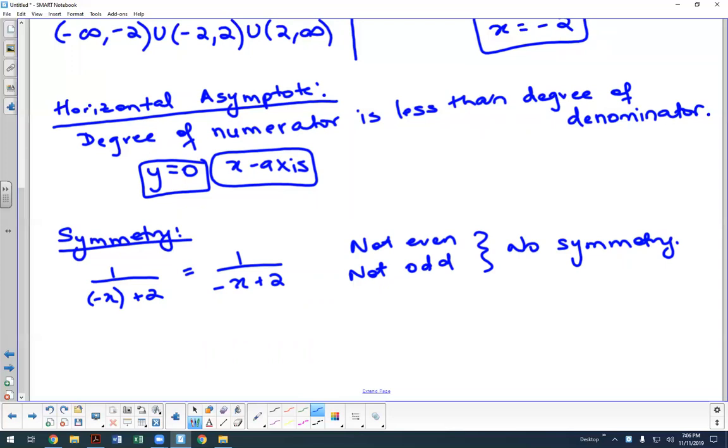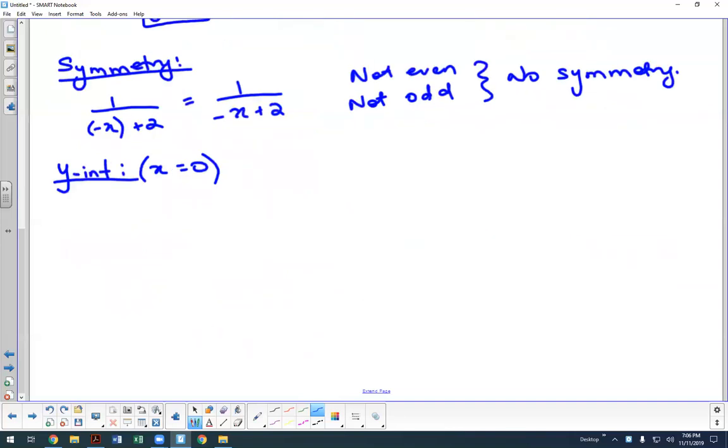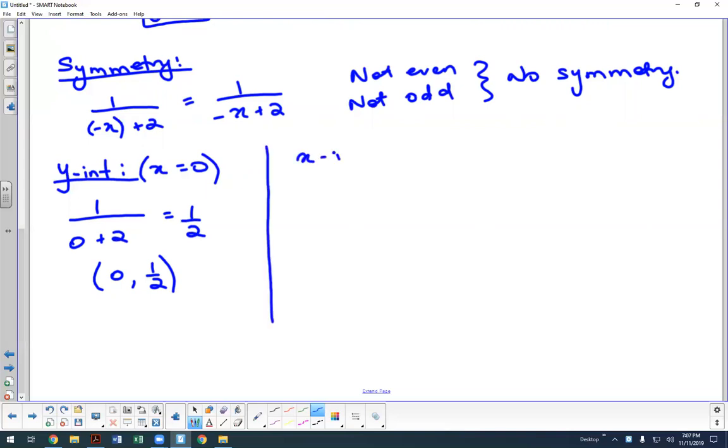Okay. We should have a y-intercept for this one. And I have a feeling we don't have an x-intercept, but we will go ahead and check for that. So that will be 1 over 0 plus 2, which is 1/2. So that's where the y-intercept is going to be. For the x-intercept, we make the y value 0, so that will be 0 equals 1 over x plus 2.